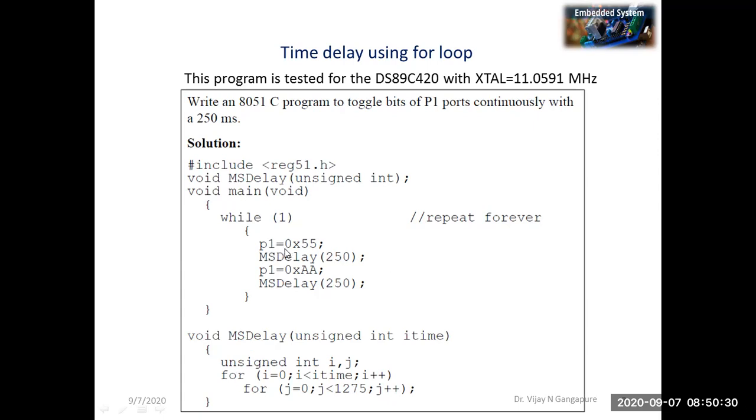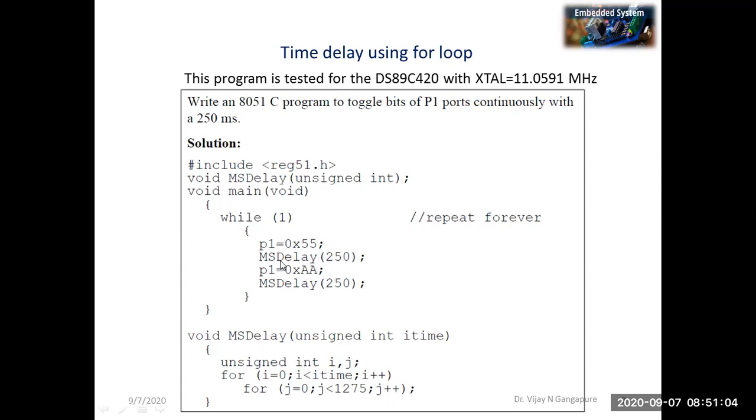So P1 is equal to 0x55, meaning I am outputting 55 to port 1, which means 01 01 01 01. I am making the port 1 pins 01 01 01 01 first. Then ms delay, meaning I am calling this ms delay subroutine or function, whose definition follows this main function. Here it is. In the parenthesis I am writing 250, meaning I am passing the value 250 to this ms delay function.